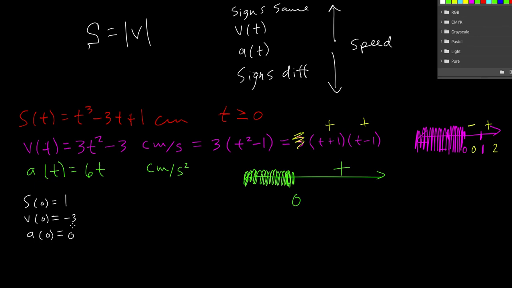Okay, so when we're doing that, the particle is 1 centimeter to the right. That's what the 1 for our S function tells us. We are traveling in the negative direction. So we're going 3 centimeters per second in the left direction. And then we are going a constant speed, because we are not accelerating at all. Okay.